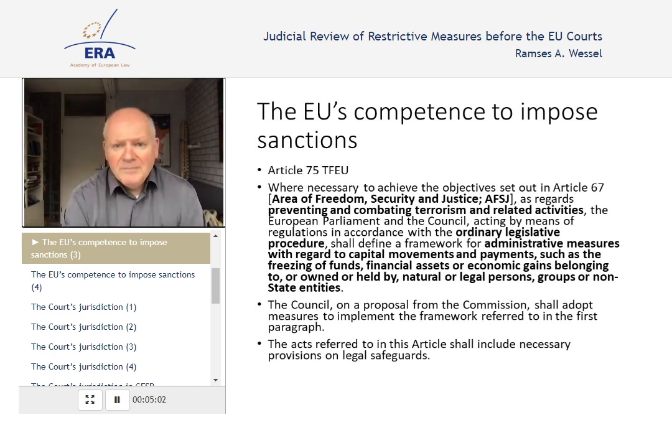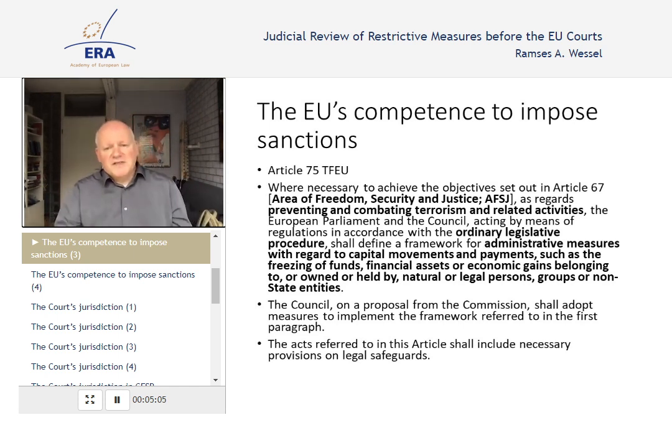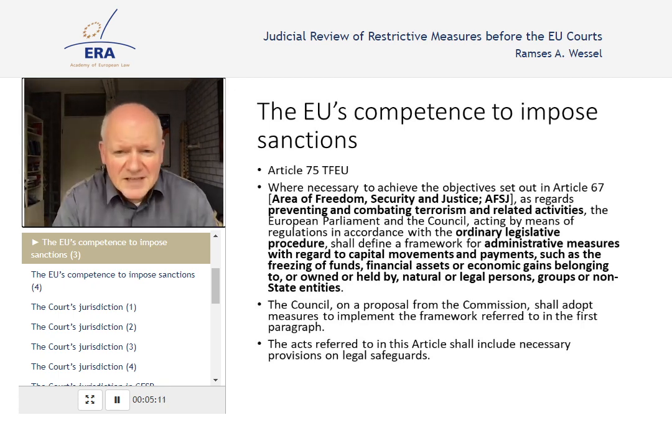In the early days, of course, this was a question of controversy as well, because the Parliament immediately started proceedings in, what was it, case 130.10, in which Parliament actually said that while the Council had adopted sanctions on the basis of 215, this should actually have been done on the basis of Article 75. Why? Obviously, because this provision provides Parliament with many more competences and influence on the actual decision. So this is actually the one that is the favorite of Parliament. So anything related to terrorism should, according to the Parliament, be based on this.